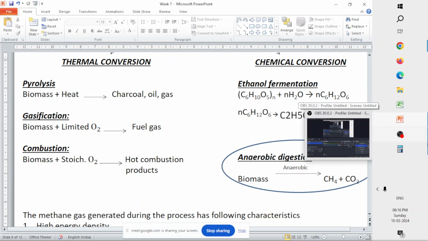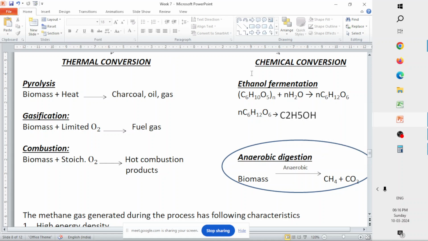So it involves approximately 4 different processes. First is hydrolysis, then comes acidogenesis, where the simple compounds are converted to higher fatty acids using acid forming bacteria. Then these higher fatty acids are broken down to simpler acids such as acetic acid through a process called acetogenesis, and then through methanogenesis the acetic acid is converted to methane. So it involves 4 different steps for converting your biomass to methane plus carbon dioxide.